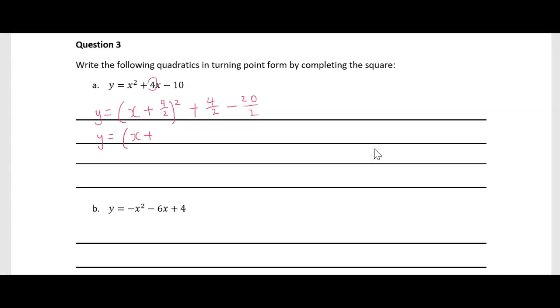All right, actually, what am I doing here? I'm trying to save time and I've made a boo-boo. Let's just keep it at 10 for now. I forgot to square that term.